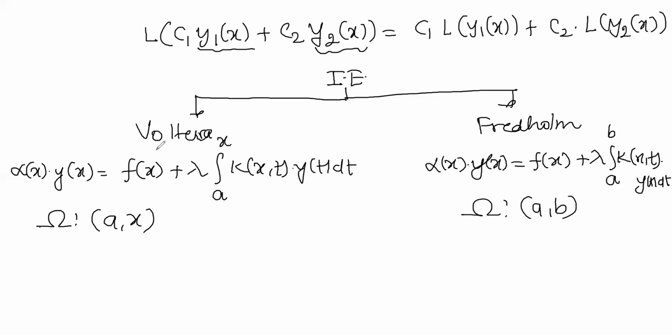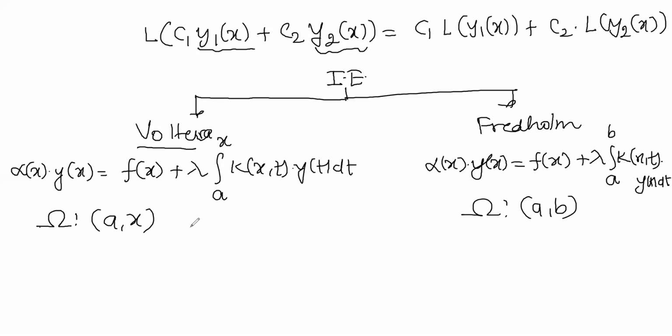Now this quantity will be Volterra when you have a limit of integration as a variable. It's not necessarily from a to x; it can have functions at both ends. That will be Volterra. And when I have all constant limits from a to b, like say 0 to 1, or -1 to 4, anything, then it will be Fredholm.